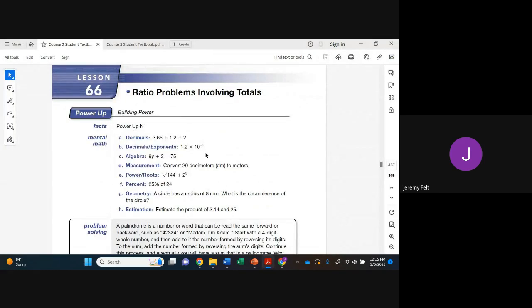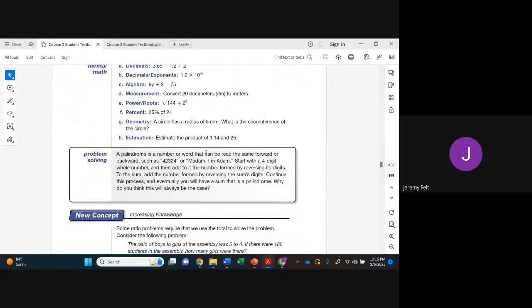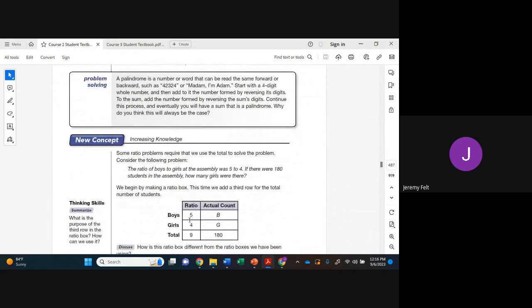66, we're working with ratio problems involving totals. So again, if we're looking at boys to girls, but then we have obviously a total we can come up with, and we know the total of, in the auditorium or in the entire school or whatever it is. Just like always, we have our ratio and then our actual count, the two things that we're comparing, but now we're going to add in a third row that's going to have the total in it.